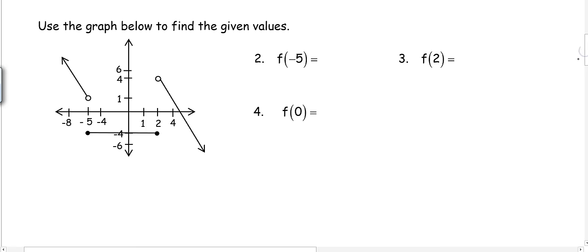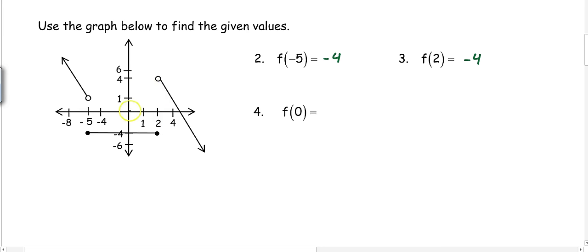So use the graph below to find the values. So f of -5. So here's -5, and at -5 there's 2 dots. There's an open and a closed. When I want you to find f of a value, I care about only the y coordinate, which in this case then is -4. When we look at f of 2, again there's an open and a closed. We want the y value of the closed dot. So in this case the closed dot is at -4 again.